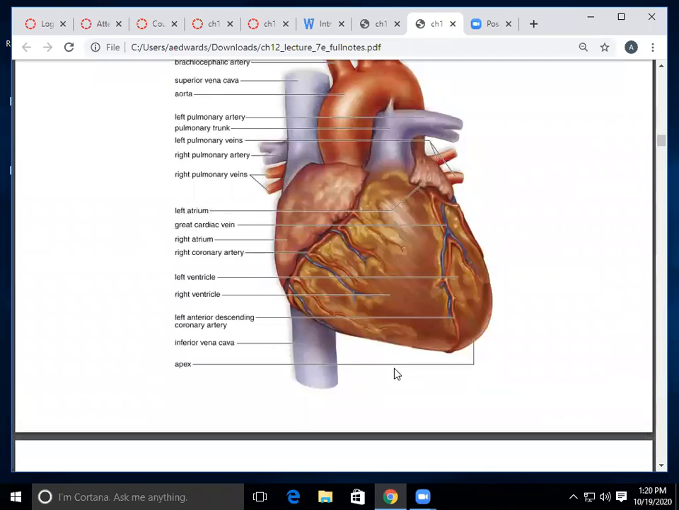All right. So here's the blue, it tells you your great cardiac vein. And here's your left anterior descending coronary artery. So you can see here these arteries and veins supplying the actual cardiac muscle tissue of your heart. Okay. And we've already covered most of this, but just remember this curvature or point here, that's the apex of your heart.